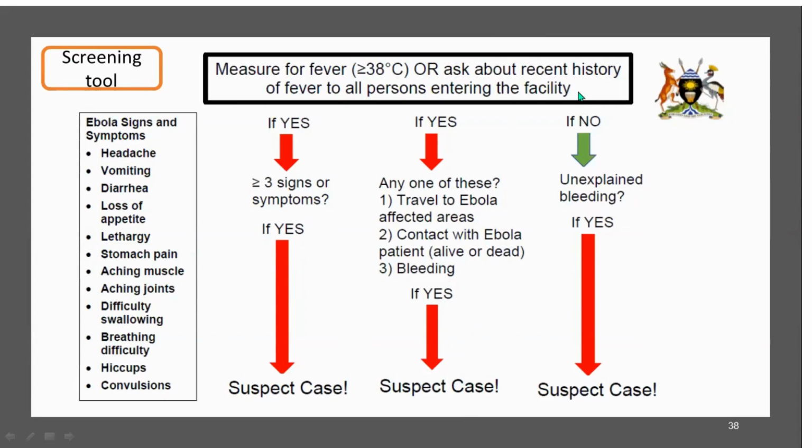This bleeding is more pronounced on this third one here, where we're saying unexplained bleeding, regardless of fever. This is for those who don't have fever: you've done your temperature check, the person is not febrile, there is no history of fever, but the patient has had unexplained bleeding from the ears, the nose, the gums, or vaginal bleeding that is not expected. Please, this is a suspect case, and then you activate the system so that the system can respond.